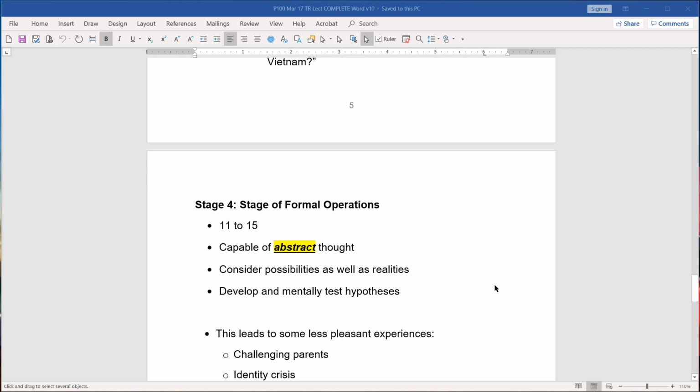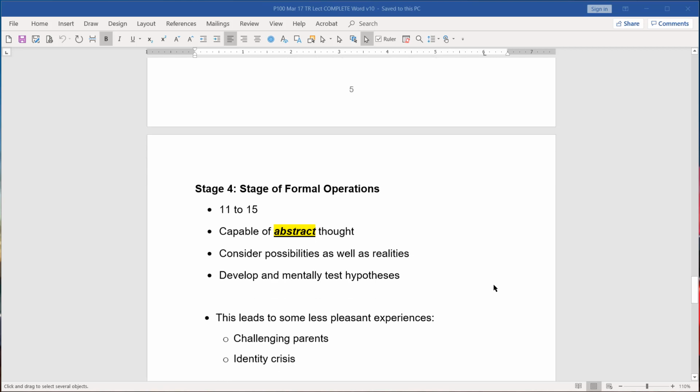When a child is in the stage of formal operations, this leads to good things and it also leads to some challenging things. Being in the stage of formal operations can lead to less pleasant experiences, things like challenging parents for the first serious time in your life. When you're a young child, your parents tell you to go to bed at 9 p.m. You may be inclined to do what they say. But now you're in formal operations. They tell you to go to bed at 9 o'clock or 10 o'clock or whatever.